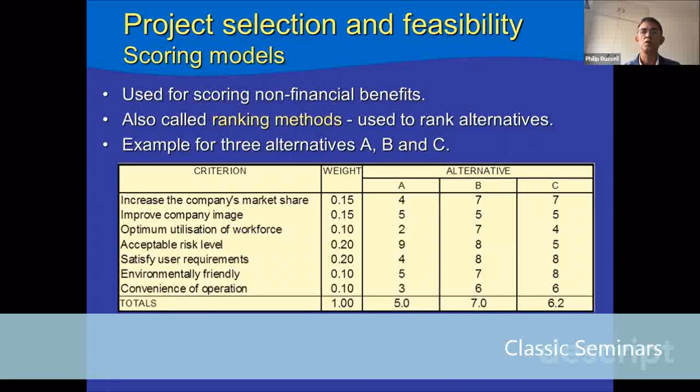Does it satisfy user requirements? Is it environmentally friendly? Is it convenient in operation? And then we analyze projects A, B, and C against each of those criteria, and we weight it out. Adding them up at the bottom, we get a total for project A of 5, a total for project B of 7, and a total for project C of 6.2. So we'll select project B because it has the highest ranking for all the criteria that we are measuring.